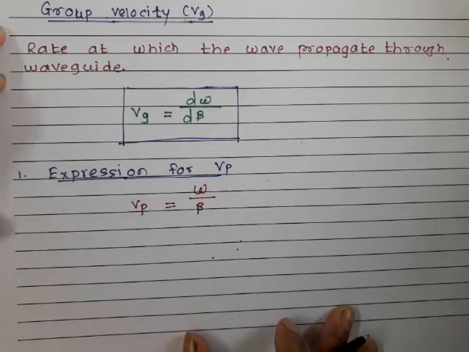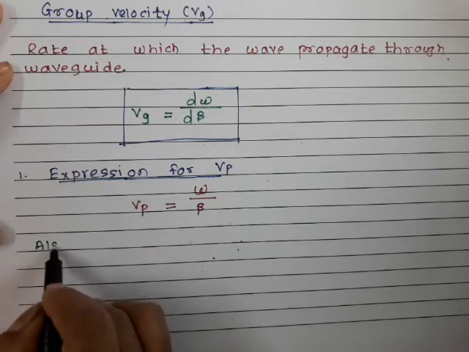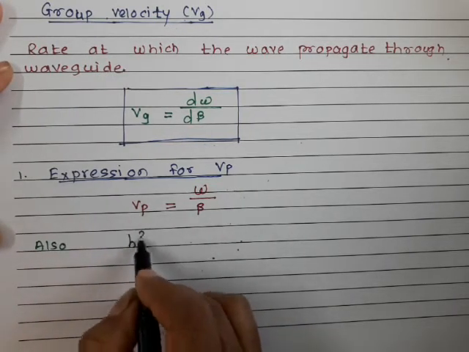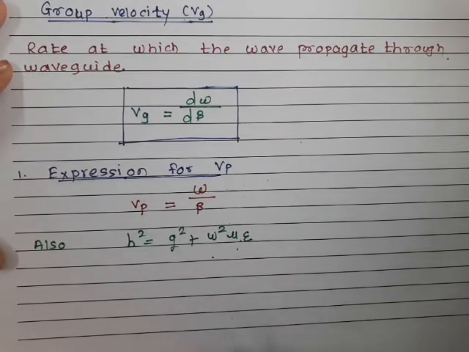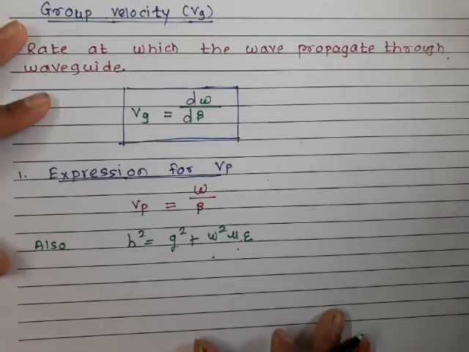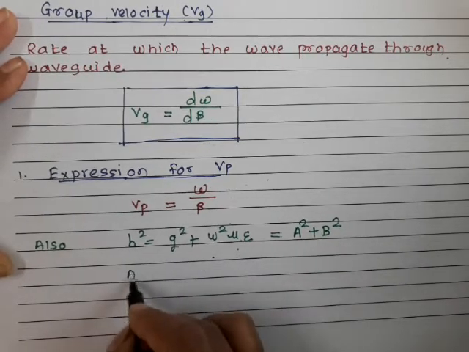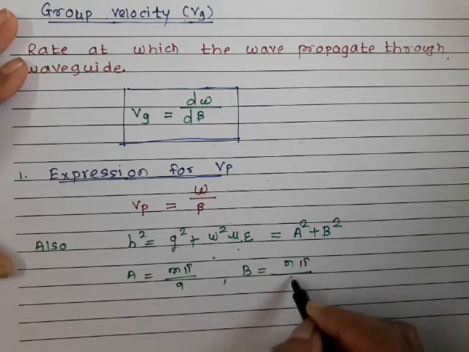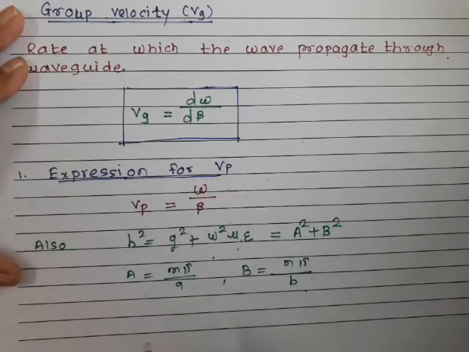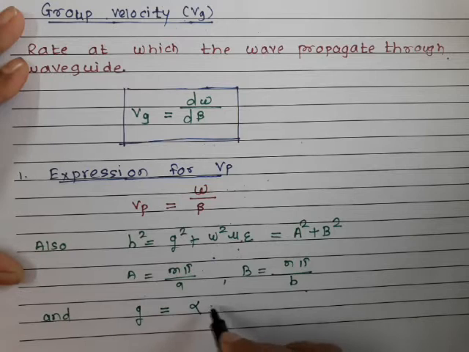We also know from the previous expressions that h square is equal to gamma square plus omega square mu epsilon. So h square is equal to a square plus b square, where a is m pi by a and b is n pi by b. Here gamma is the propagation constant, alpha is the attenuation constant, and beta is the phase constant.